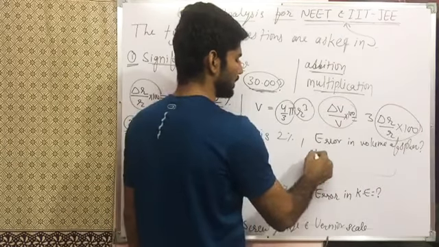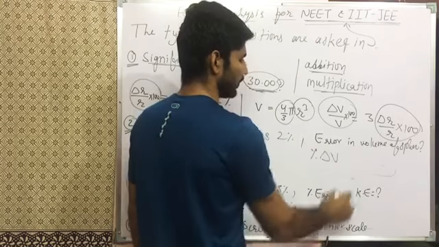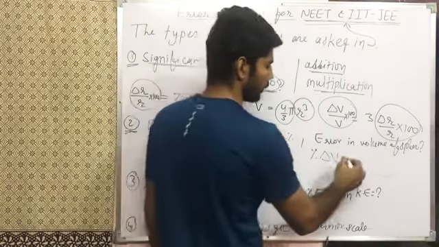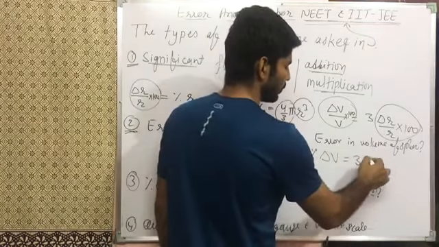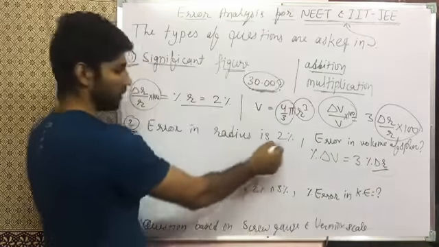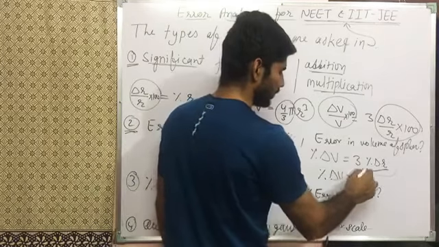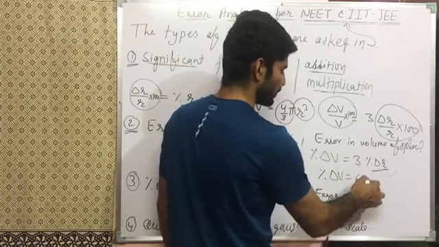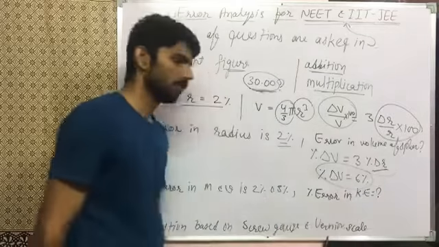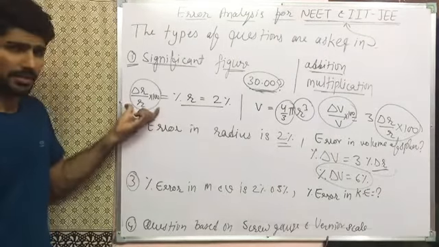So the percentage error in volume will be 3 times the percentage error in radius, which is given as 2%. So the percentage error in volume will be 3 into 2, which is 6%. So this is the way we can calculate the error, percentage error or relative error.